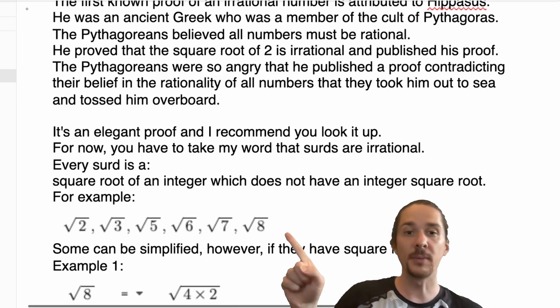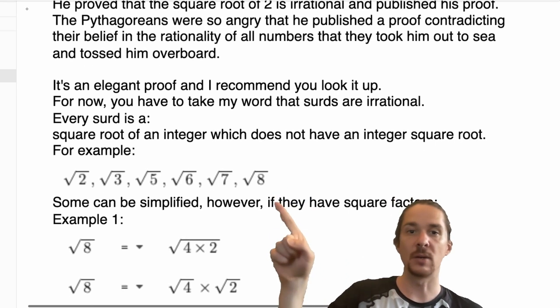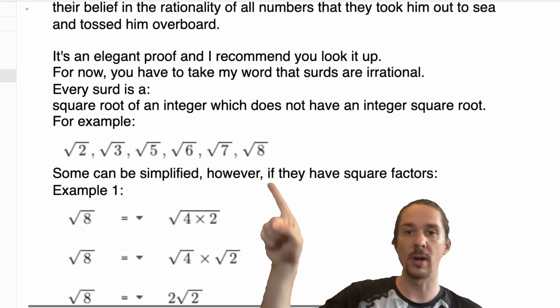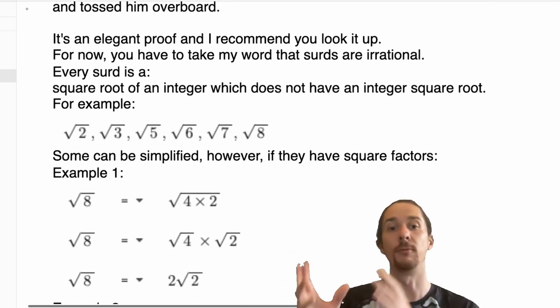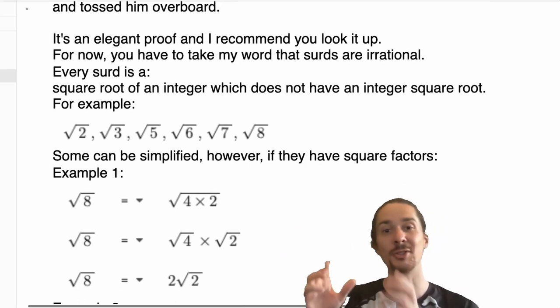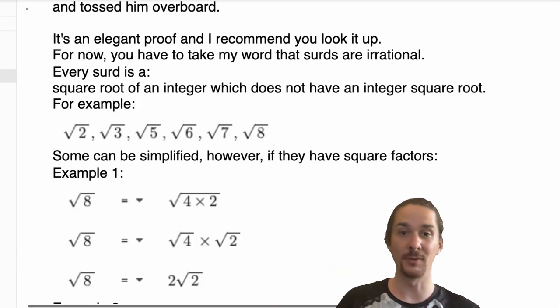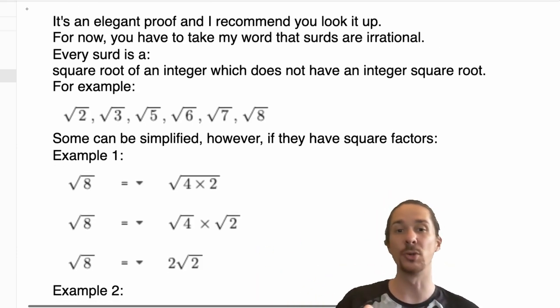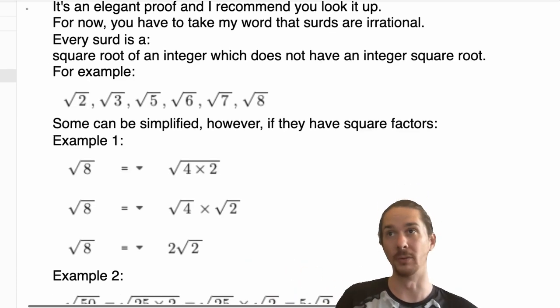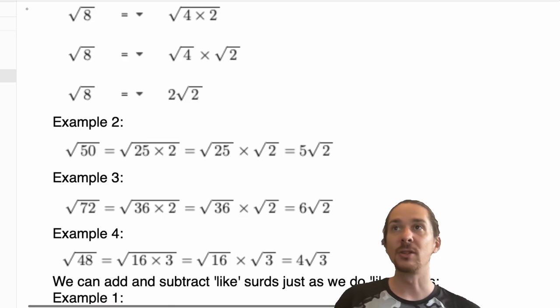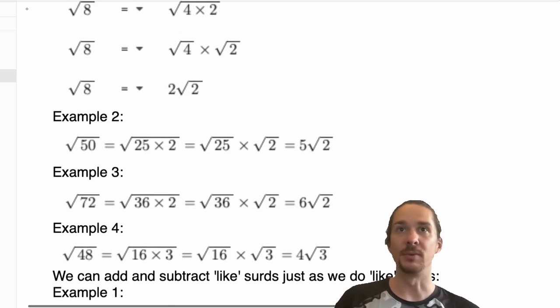However, some of them can be simplified. Because the square root of 8, for example, has a square factor, which is 4. So the square root of 8 is the square root of 4 times 2, which is the same as the square root of 4 times the square root of 2. And the square root of 4 we know is 2. So the square root of 8 is equivalent to 2 root 2. Cool. Let's look at a few more examples.